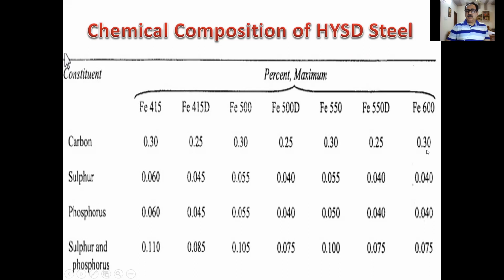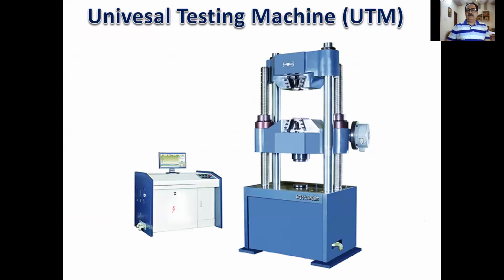From the complete table, you can compare that in all the cases, if we go for the D specified bars, they are having a lower percentage of these chemical components, which makes them more ductile and elastic. So this particular chemical composition helps in deciding the grade of the steel and the percentage elongation of that particular bar. Now, as we all know, this is the universal testing machine, which is used in labs for testing the materials. The name universal means 3 or 4 tests can be performed on this particular machine.